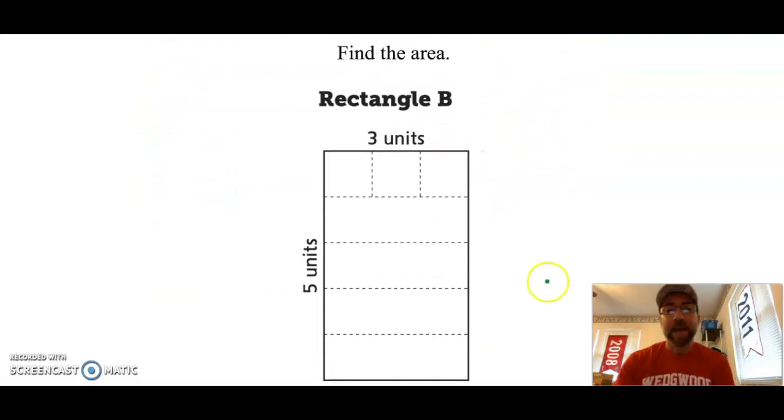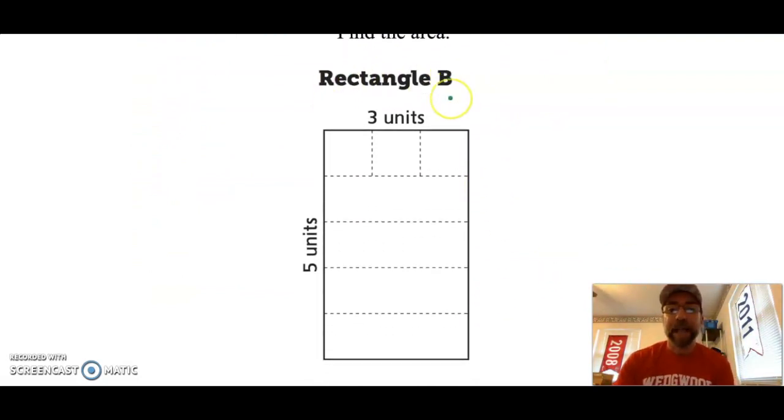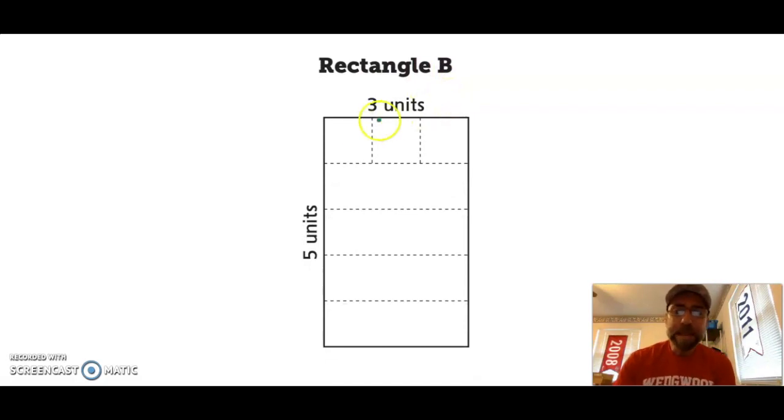This time we have to find the area of rectangle B. Now there's missing boxes here. There's missing squares. I always like to finish making all of the squares. So I'm going to go ahead and finish making these squares here so that I can see how many there are. Your job is to figure out the area of rectangle B. You're going to be placing the answer into the Nearpod screen.